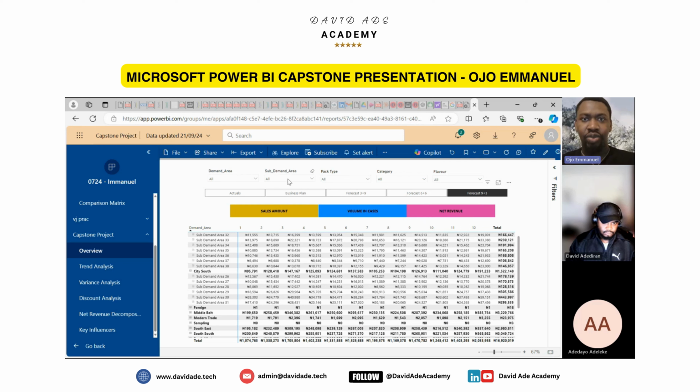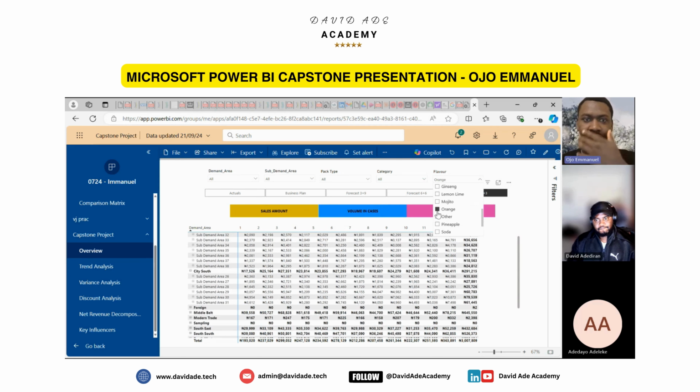Let me just brush through the sub-demand areas. We can see we have different sub-demand areas, sub-demand area 1 to sub-demand area 65 or 66, as we can see on the screen. Looking at the pack type, we have the CAN, NRGB, PET, RGP, and TP. Brushing through the categories, we have energy, juice, PS, SSD, and water. And different flavors: apple, berry, black currant, bitter lemon, bitter water, and so on.